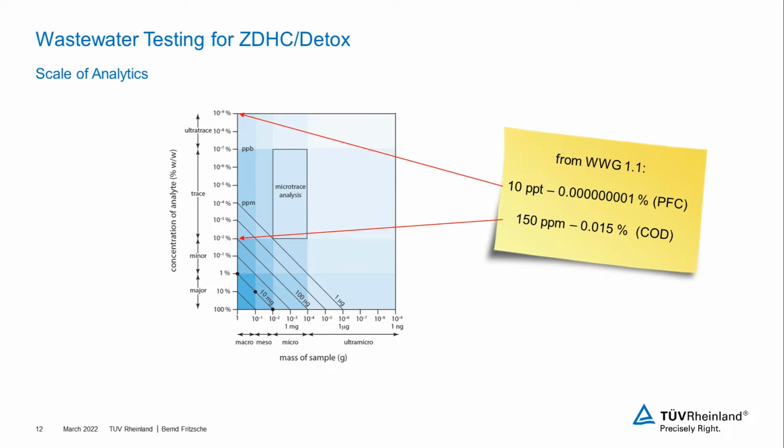Here's an example to illustrate in which range we analyze when we talk about wastewater. An example from the Wastewater Guideline 1.1: for PFC we go down to a level of 10 ppt, while for COD, marking more the upper range, we are determining levels of 150 ppm.